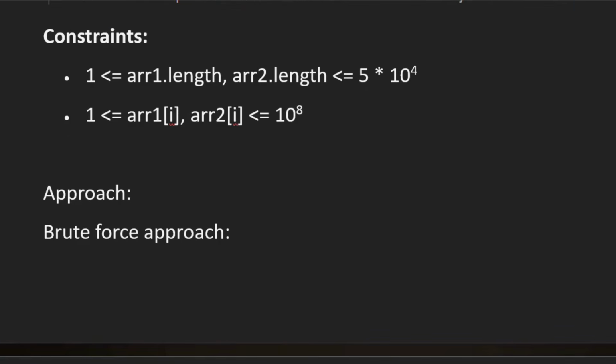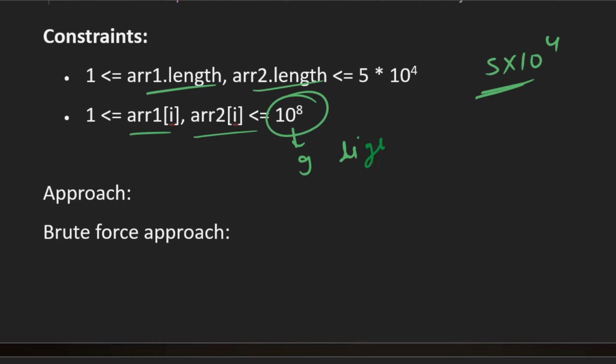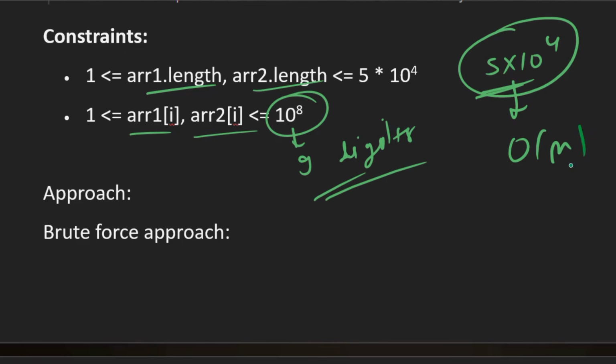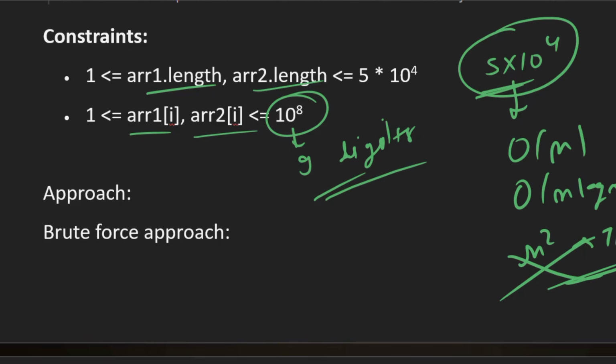So if you see the constraints, array1.length and array2.length can be up to 5 times 10 to the power 4, and each element in the array can be up to 10 to the power 8. That means 9 digits in each number. And 5 times 10 to the power 4 means either an O(n) solution or an O(n log n) solution. N square will give us time limit exceeded, so we won't be using n square.